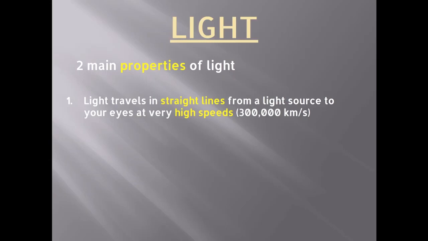So you have these two main properties. Light travels in straight lines, and that's always the case. And light travels at very high speeds, 300,000 kilometers per second. That's about 7 times around the world in a second. It's very fast. Whereas sound travels at about 300 meters per second. So this is about 1,000,000 times faster than sound.